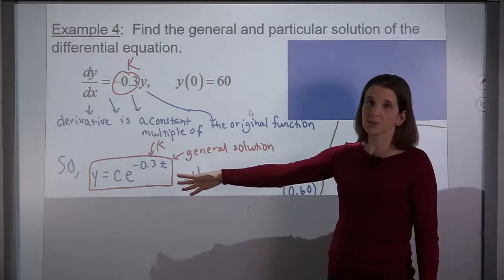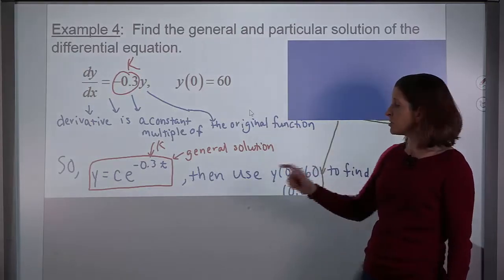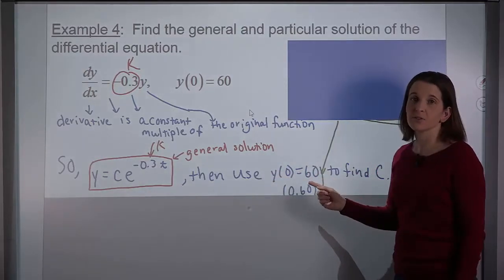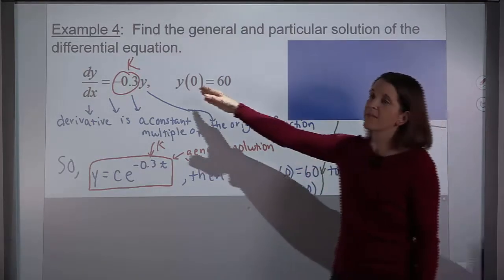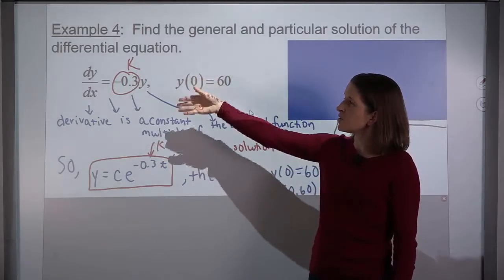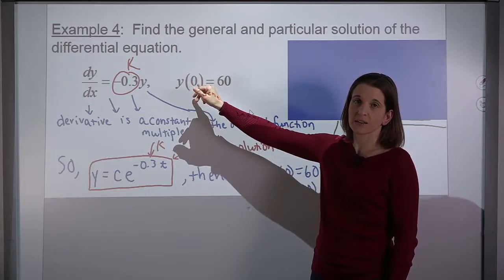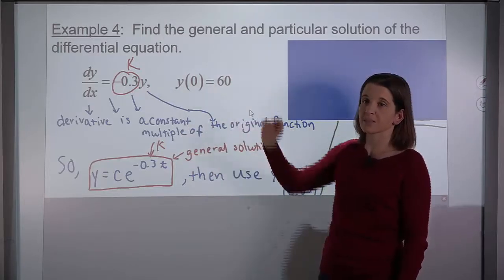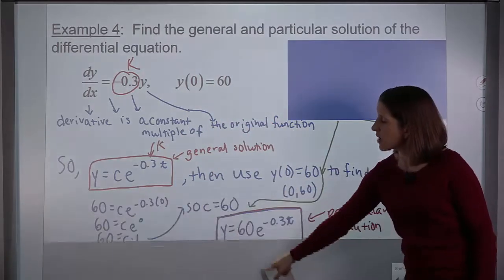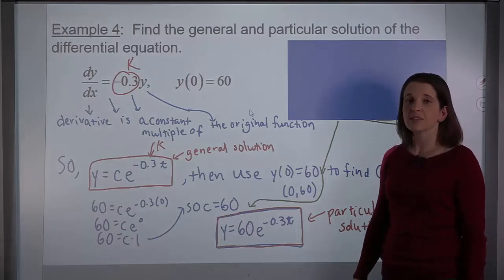Then, this is the general solution, but it also said to find the particular solution. So to find the particular solution, I have to use what they gave me. They gave me this y of 0, and that's because the only things mentioned here are y and x, and y is a function of x. So this 0 is my x, and the output 60 is my y. So I have 0, 60, and I use that to solve for c.